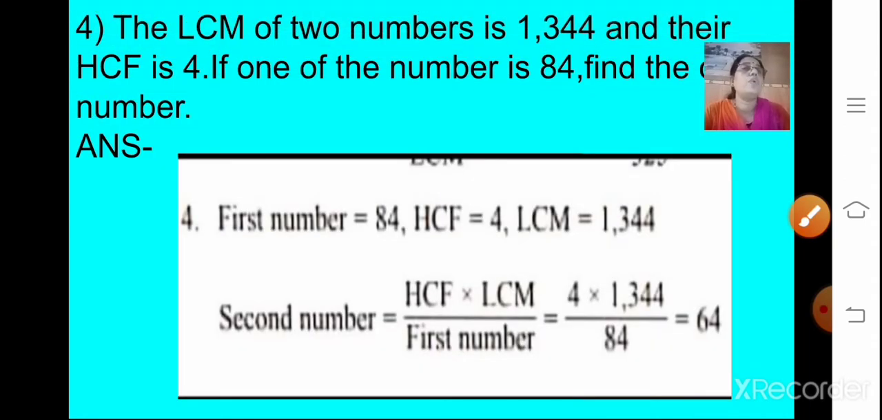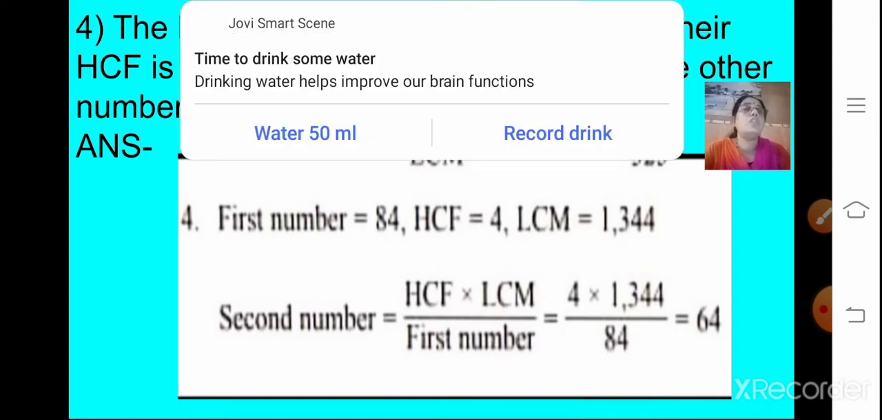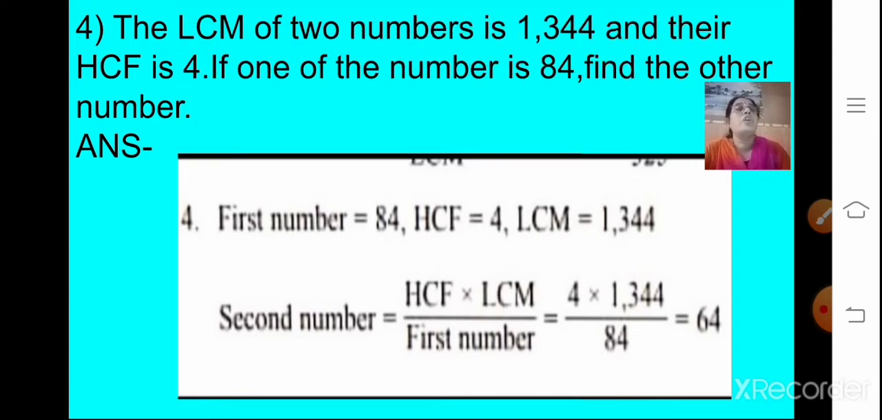Coming to the next sum, fourth sum. The LCM of two numbers is 1344 and their HCF is 4. If one of the numbers is 84, find the other number. Now here also you have to find the second number.